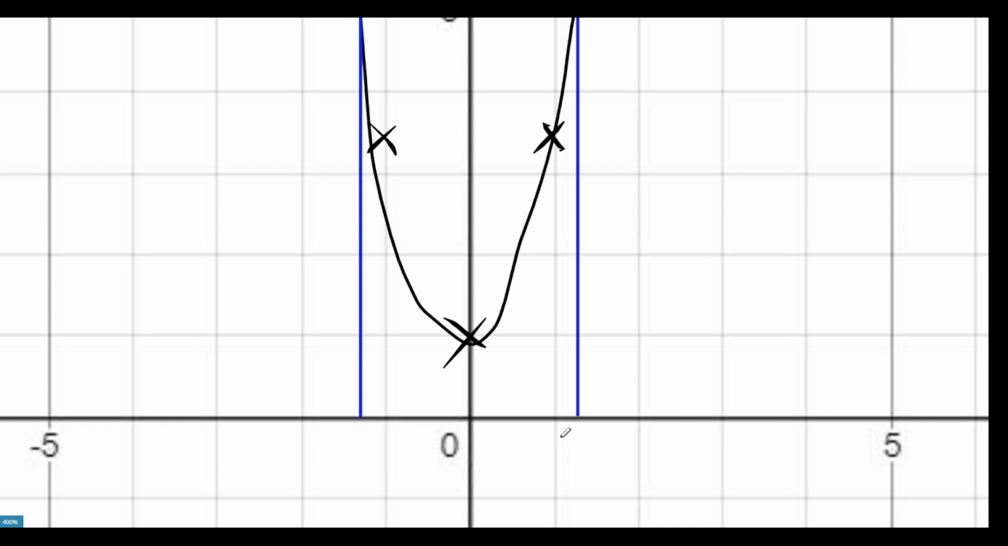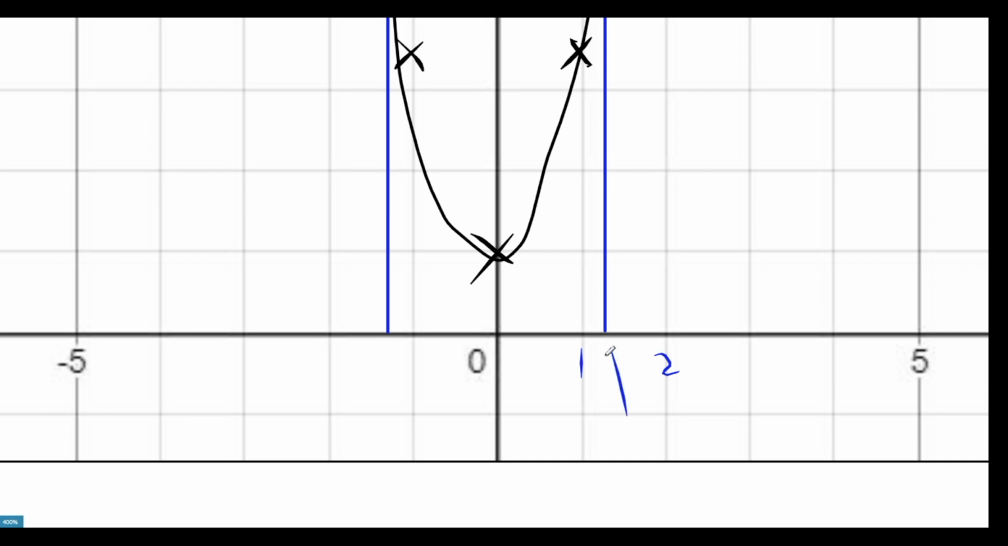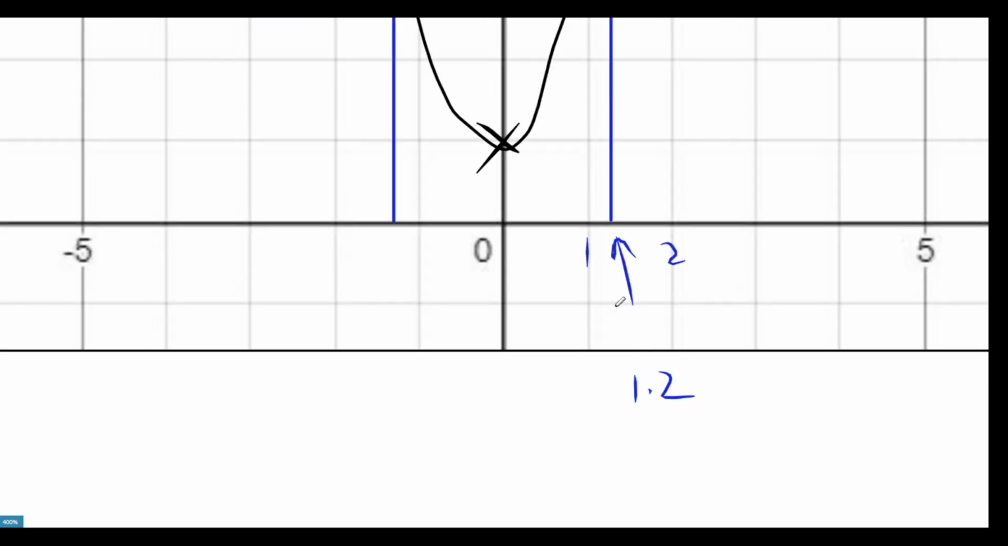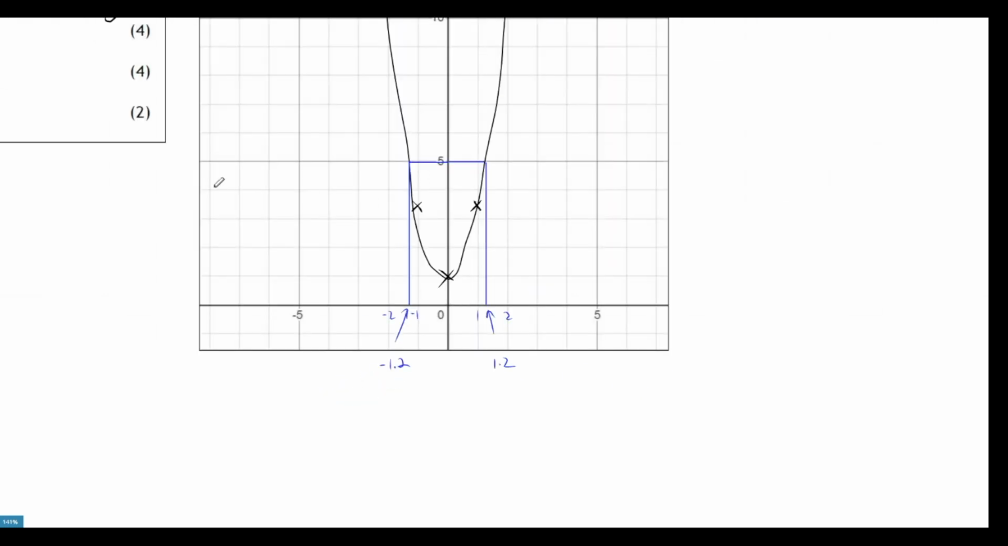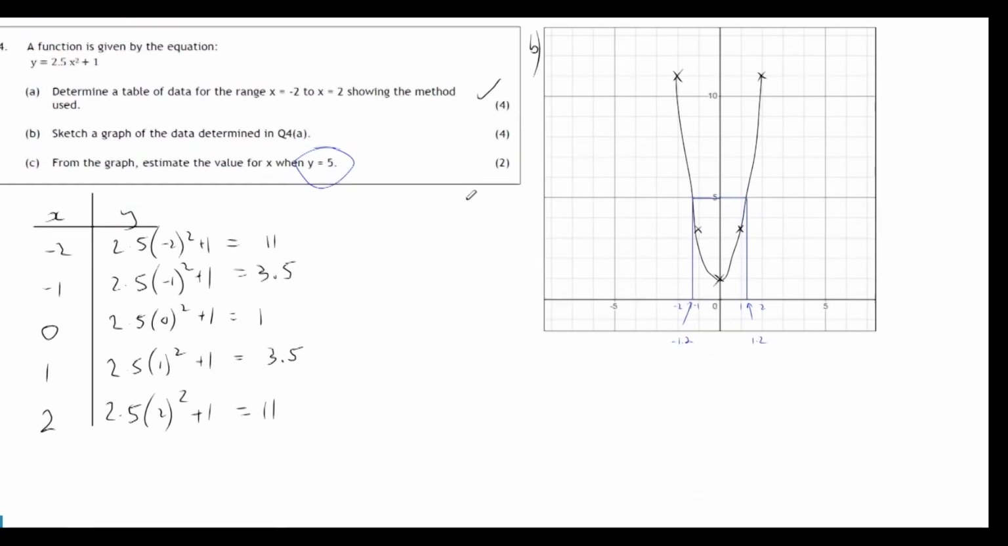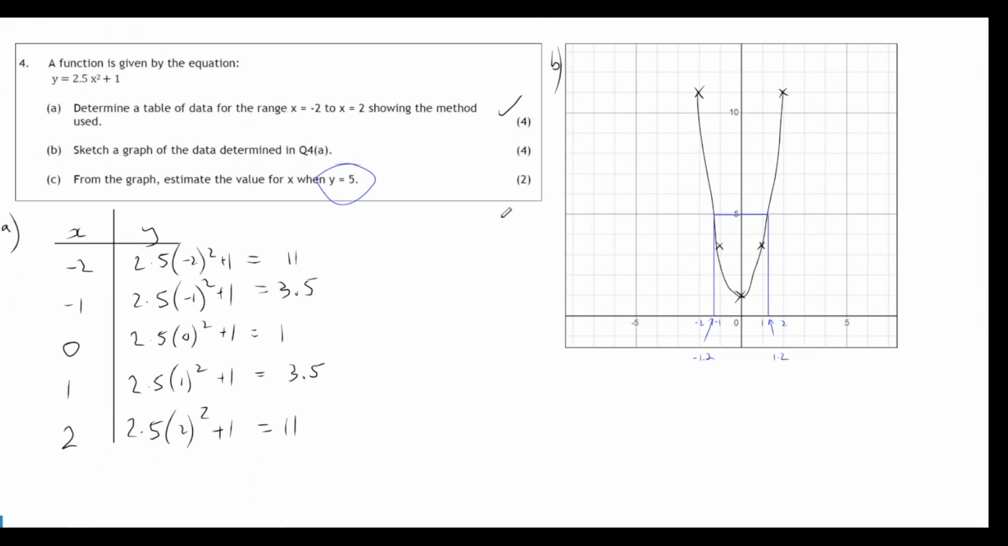This is 1.1. This is 1. This is 2. So what do you think? 1.2? 1.2. And this is negative 1, this is negative 2, so I think this is negative 1.2. It does say I should do it from the graph. So I did do it from the graph, but we made an estimate. But we can always check it.